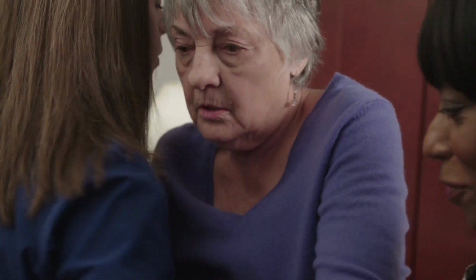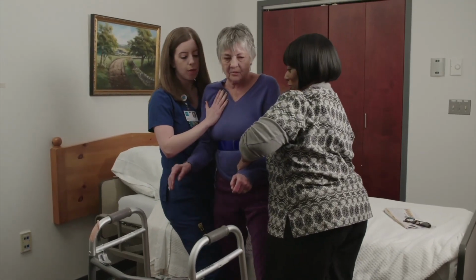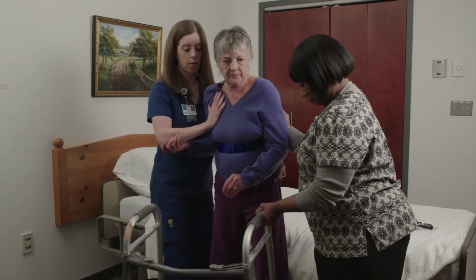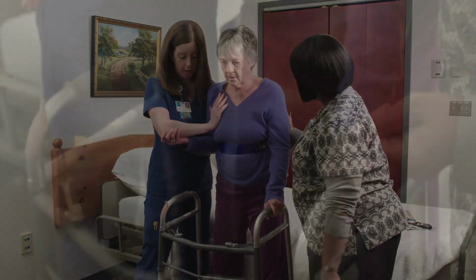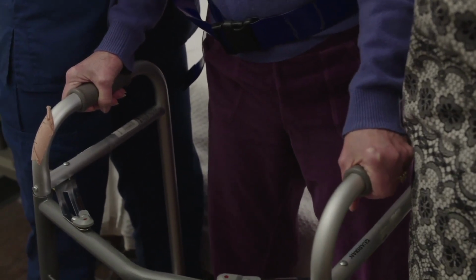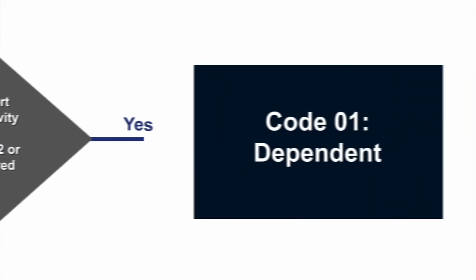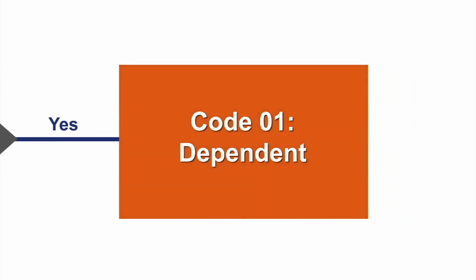Both helpers provide continual assistance as they move Mrs. Jones to a standing position, using the gait belt to fully support her weight. Once standing, Mrs. Jones holds onto the walker to steady herself. In this scenario, Mrs. Jones needs the physical assistance of 2 or more helpers to complete this activity, so you would code this 01, dependent.